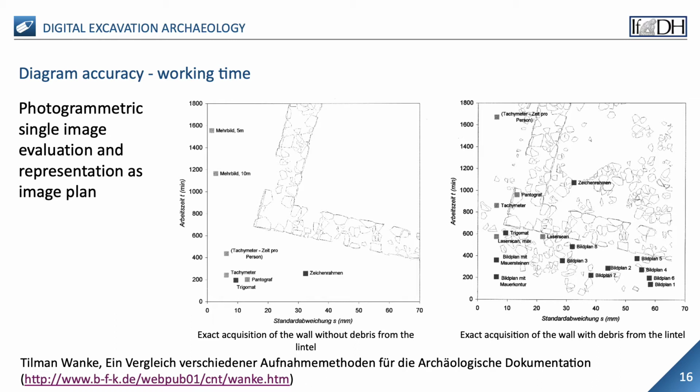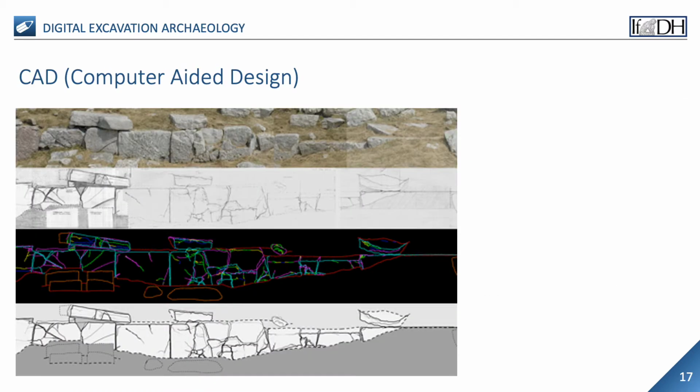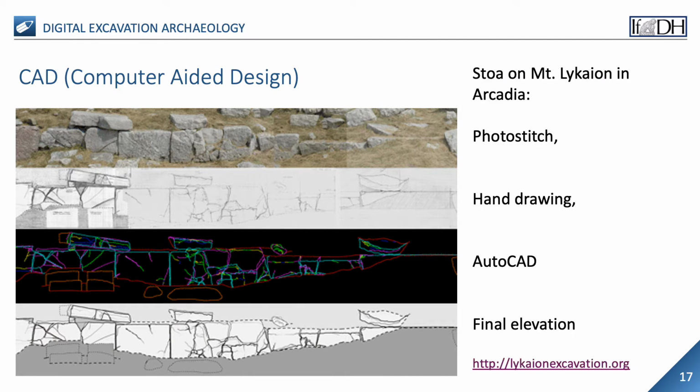However, one must also mention that this requires not only one photo, but a series of photos from different positions to reduce the distortion. Nowadays, photogrammetric images of the planar on excavations are standard. Mostly, however, a combination of several methods is used. For example, in the excavation of a stoa of the Greek Mount Lycaon in Arcadia, a series of photos were combined to form a photo stitch, which was then transferred to AutoCAD along with the hand drawing and the hand measurement, thus using the stitch photo to create a publishable elevation drawing.